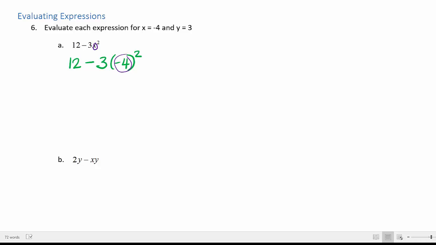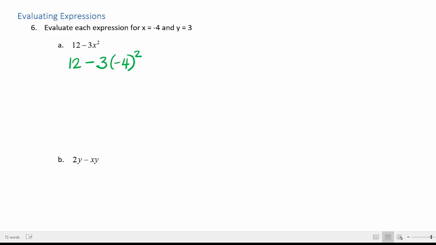I usually use parentheses when I'm plugging variables or numbers in for variables. I think it's a good idea to get in the habit of always using parentheses. It'll help you keep track of the fact that, oh, this is actually multiplication, and I think you'll avoid making mistakes. So now we have to use order of operations to finish this problem. We have to do parentheses. There isn't really anything to do inside the parentheses, so I'm going to move on to the exponent.